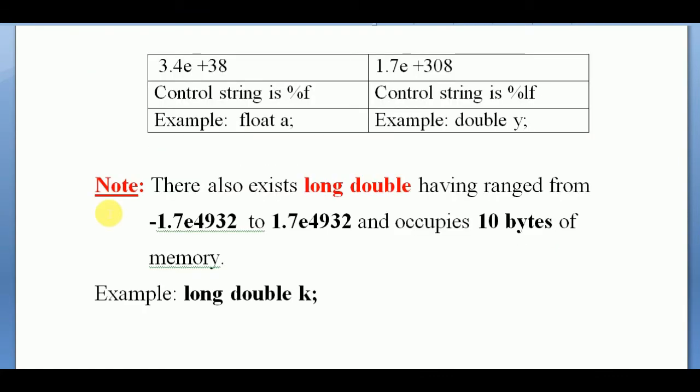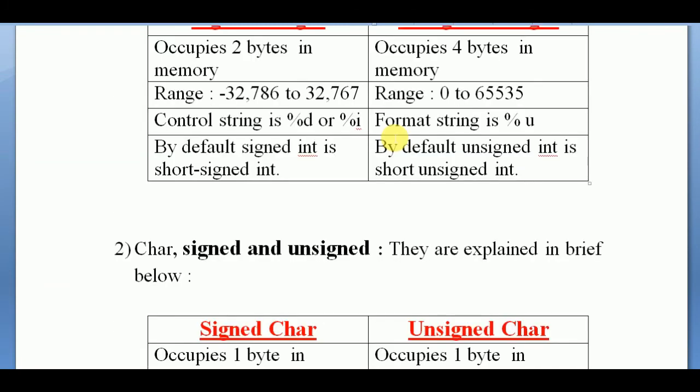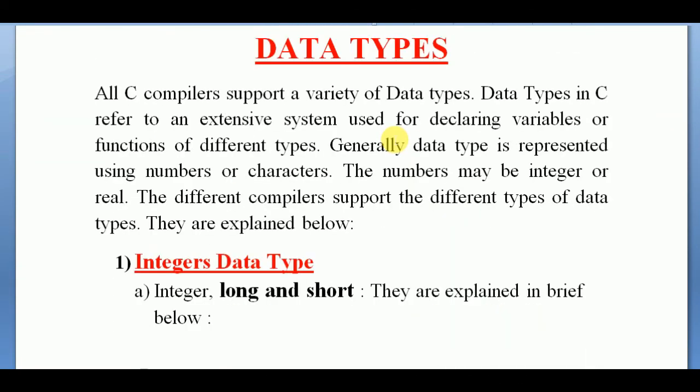So dear friends, let us read the note here. It says that there also exists long double having range from minus 1.7e 4932 to 1.7e 4932, and it occupies 10 bytes of memory. So the example for declaring long double is long double k. So in this way you can declare long double. So dear friends, that was all about data types used in the C programming language, and I hope that you have understood well about the data types that are used in the C programming language.